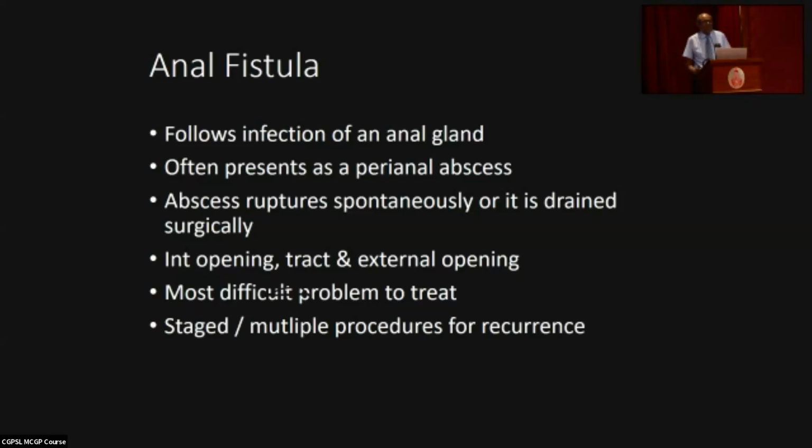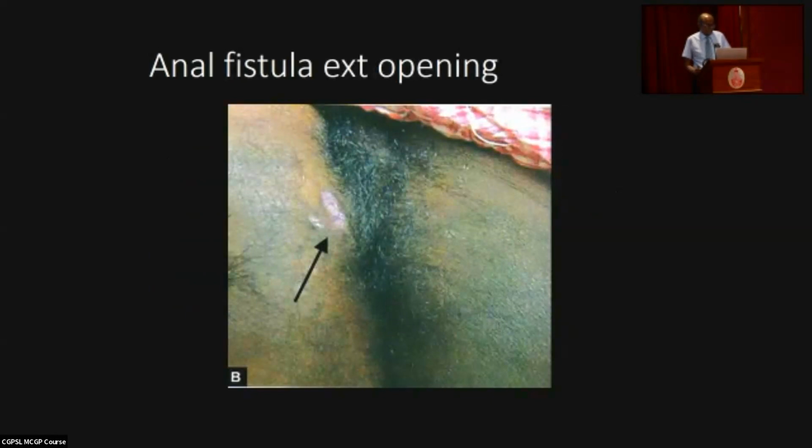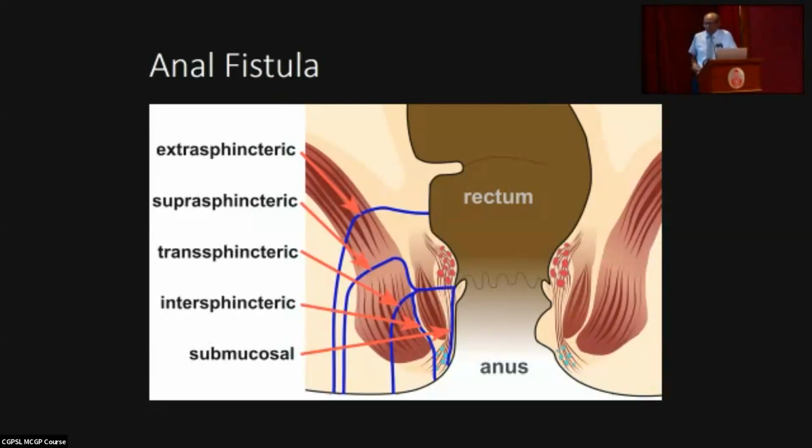That is important to understand and important to explain to the patient. Otherwise, they feel that someone has done something wrong. Not the case. So, this shows you the external opening. And you get different types of fistula, internal openings below the dentate line or above the dentate line, but these are the different types.